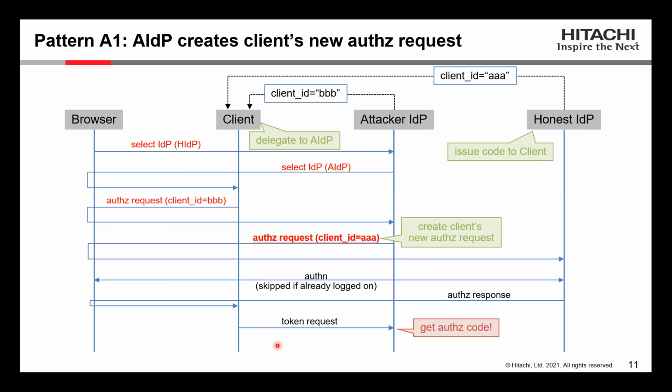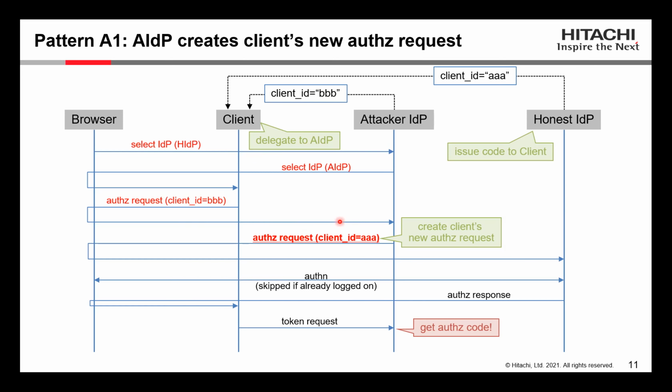In this pattern A1, AIDP creates the client's new authorization request. I describe this figure step by step. User selects HITP in the browser. In the normal case, the client receives this request, but in this case, the network attacker manipulates this request and makes this request reach AIDP. Then AIDP redirects the browser to the client as if the user selects AIDP. So the client delegates authorization to AIDP.